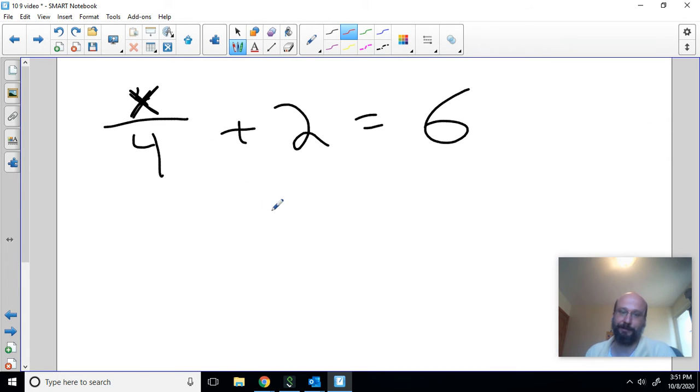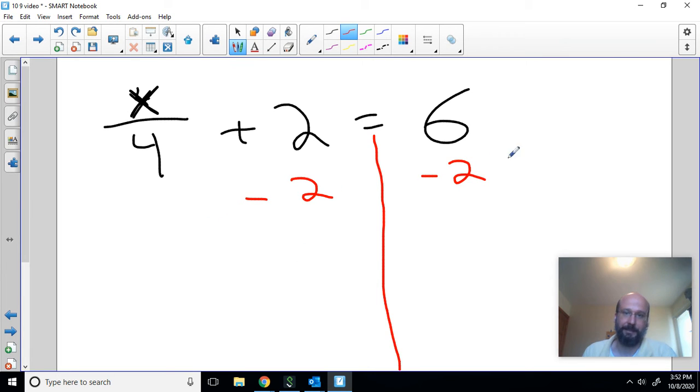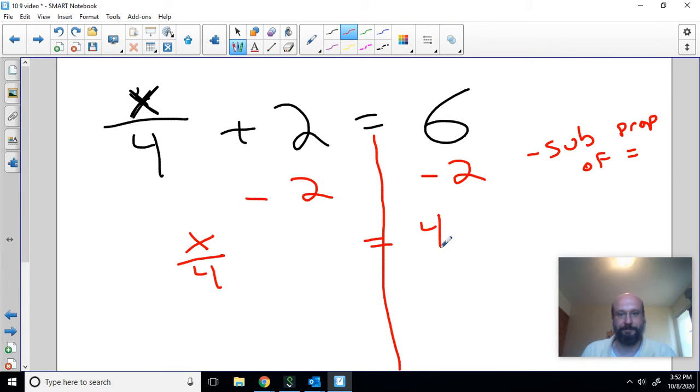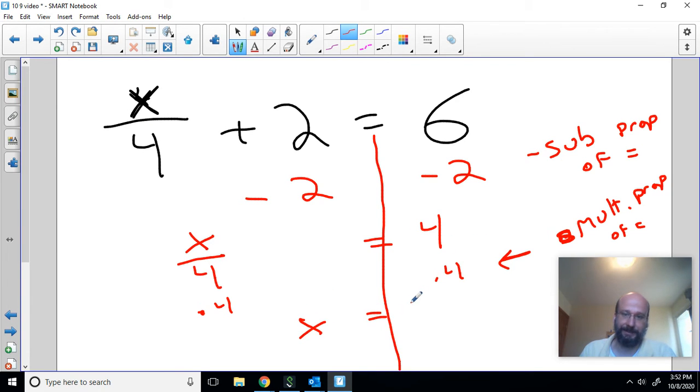Here's another easy one that we'll walk through real quick. You should know that the first step in this one is to subtract 2. So this is the subtraction property of equality. That gives us x over 4 equals 4. Now I'm going to multiply both sides by 4. That property is the multiplication property of equality. And then our final answer would be x equals 16.